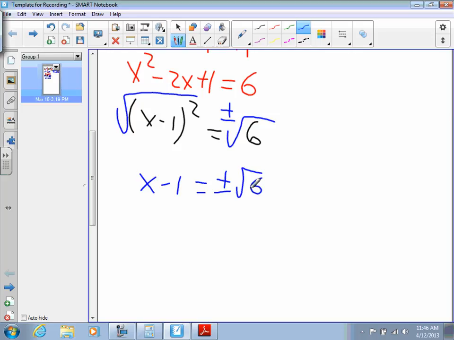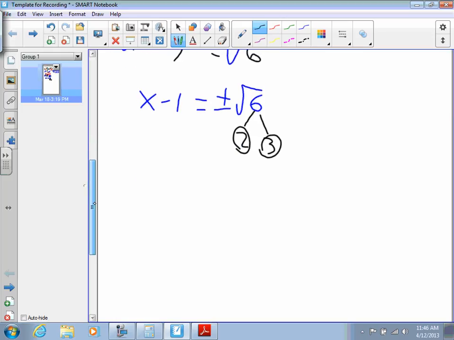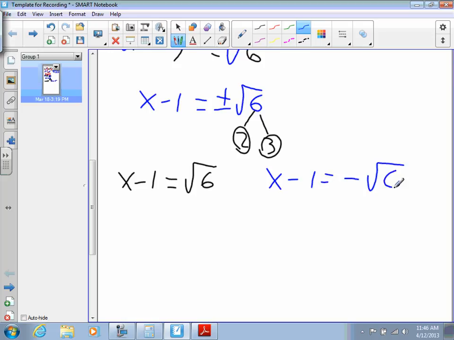Can I simplify the square root of 6? Well, let's see here. 6 factors as 2 times 3. There is not a perfect square there, so I cannot simplify it. So let's go ahead and break this now into 2 equations. So I have x minus 1 equals the square root of 6. And I also have x minus 1 equals the negative square root of 6.